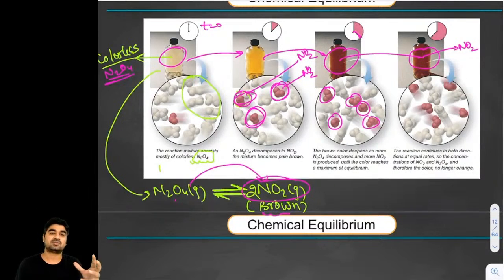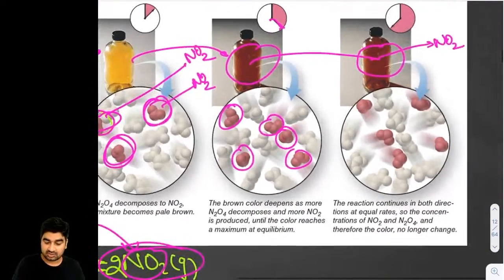So what is going on? Again a stage will reach, guys, when the rate of formation of NO2, means the rate at which the reaction is moving in the forward direction, will become equal to the rate at which the reaction is moving in the backward direction. Okay guys, a stage will reach, and that stage we call chemical equilibrium. Yes guys, you can take a snapshot of it, you can read it.